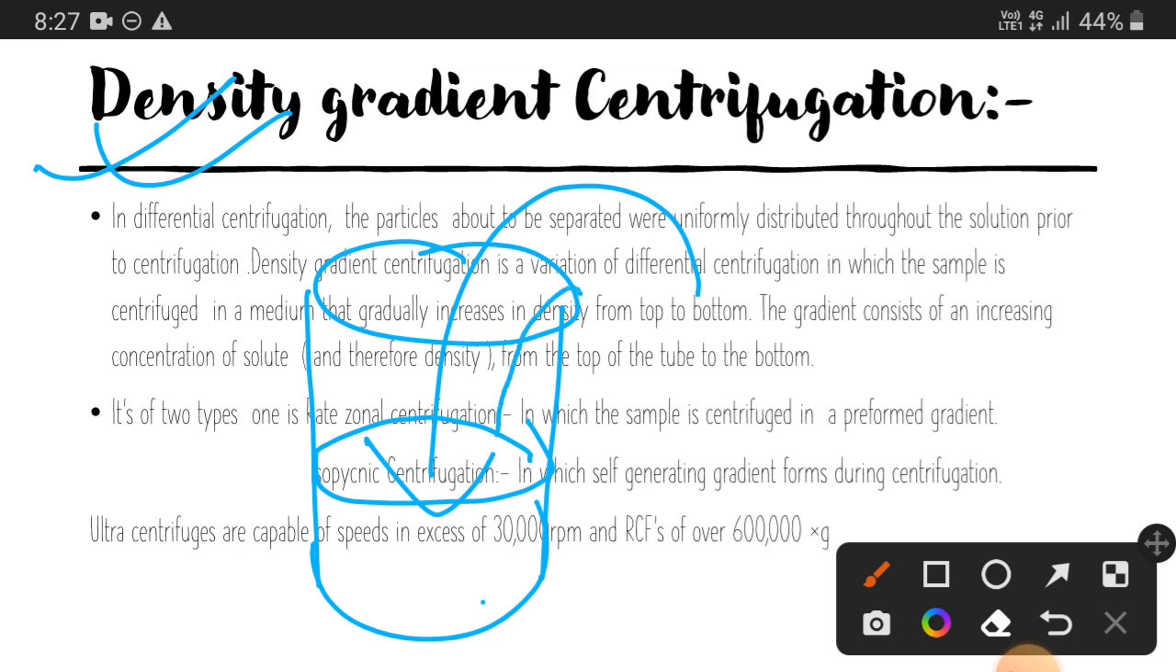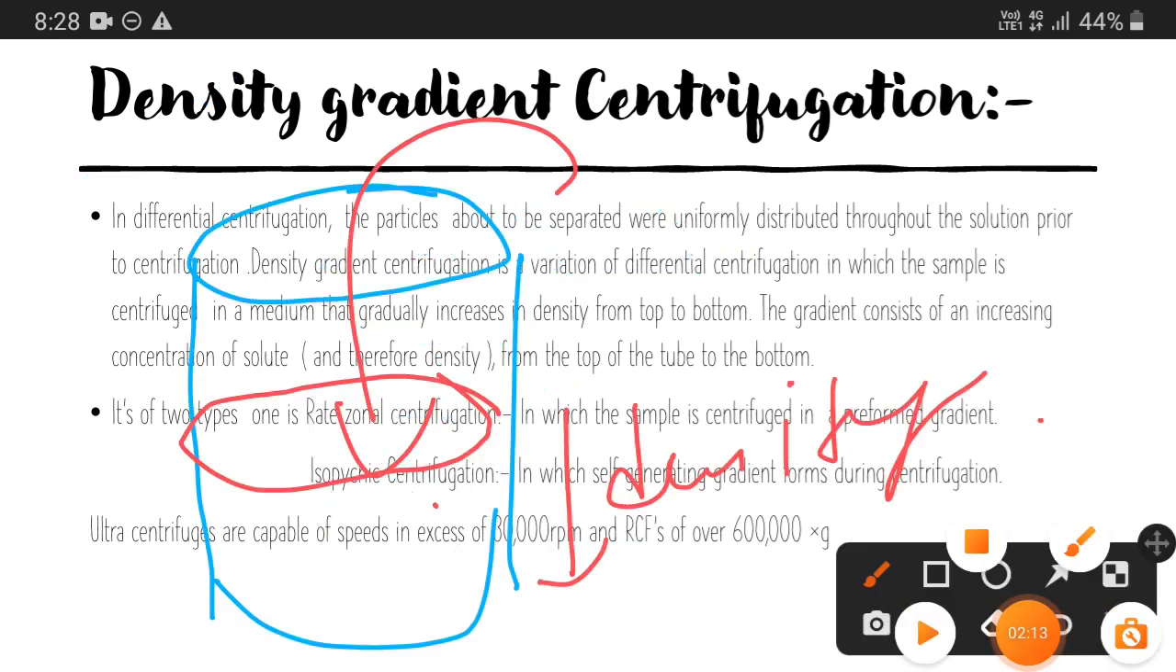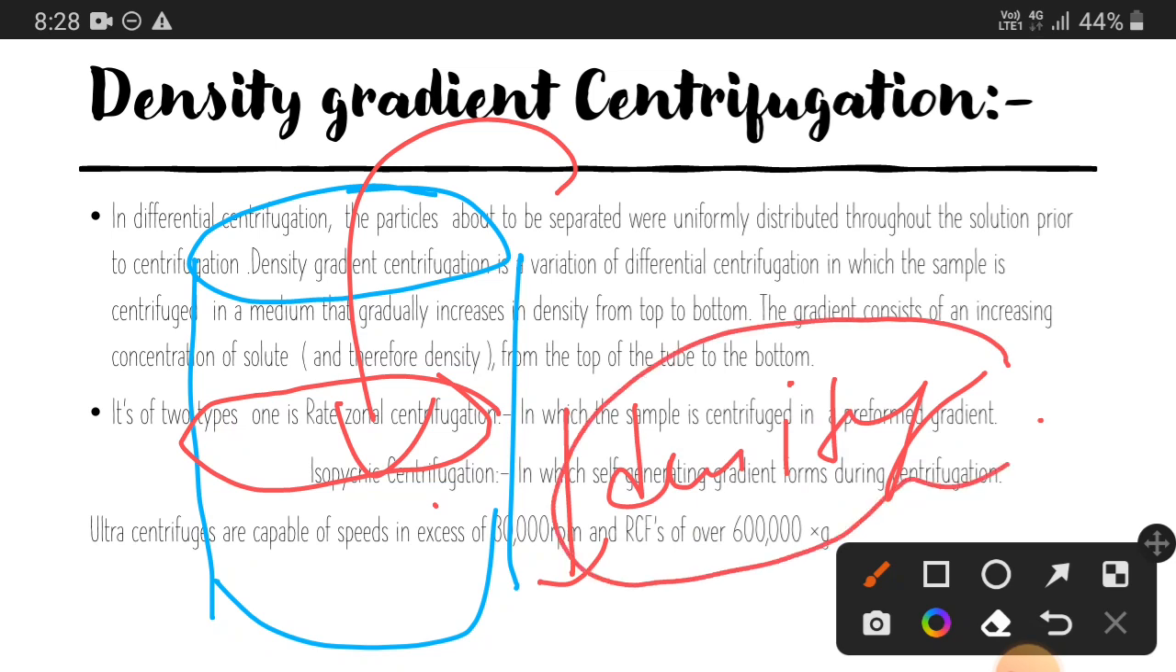The twist here is that the medium in which you centrifuge your sample gradually increases in density from the top to the bottom. That means there is a gradient of density, right? Why? Because there is a gradient of increasing concentration of solute, which ultimately leads to increasing density. By using increasing concentration or density of a solution or medium, we are separating our sample mixture at a higher level. That is the idea of density gradient centrifugation.